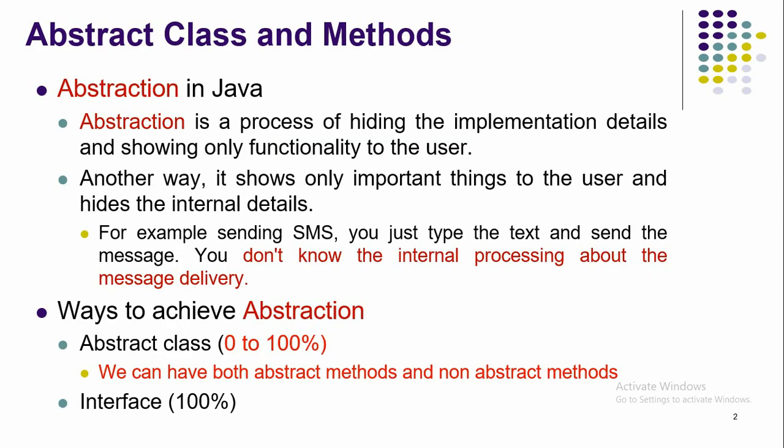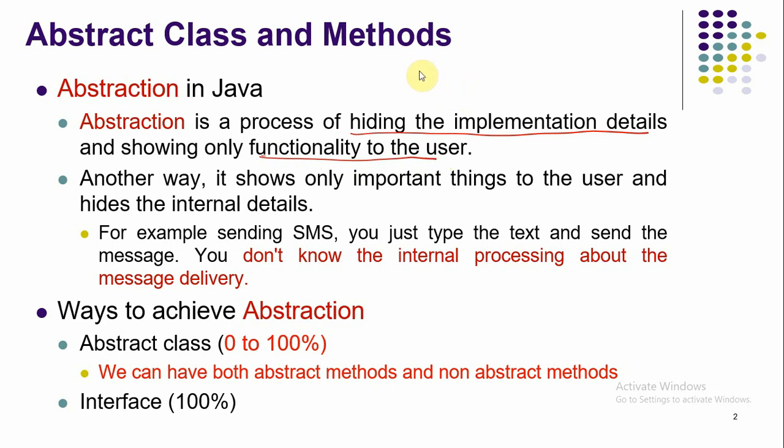So what is meant by abstract class and methods in Java? Basically, abstraction is an object oriented programming principle by which we can reduce the complexity of a software application and show a simple product to the end user. That's the primary purpose of abstraction. It is a process of hiding the implementation details and showing only functionality to the user. That is what abstraction is.